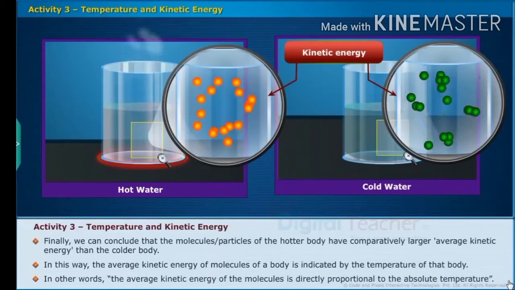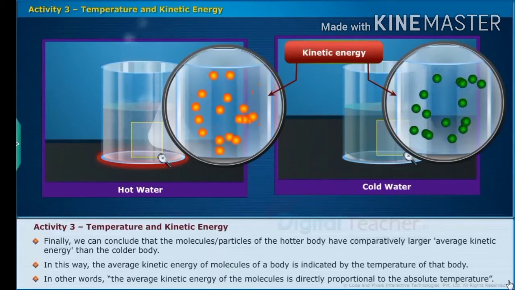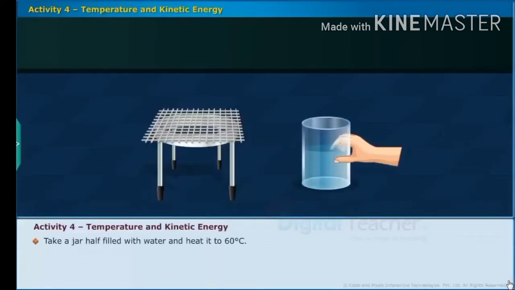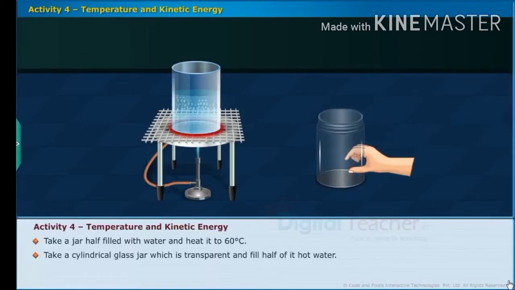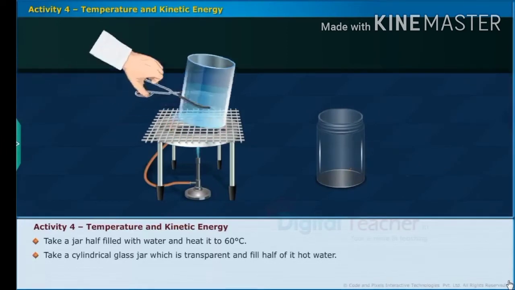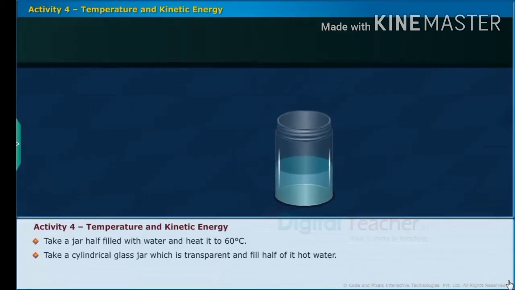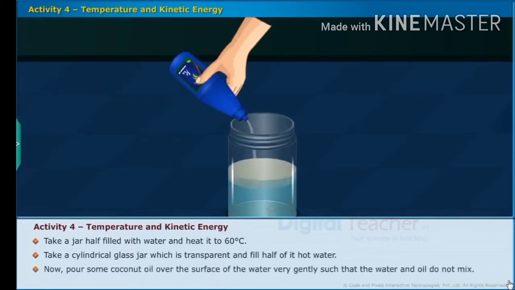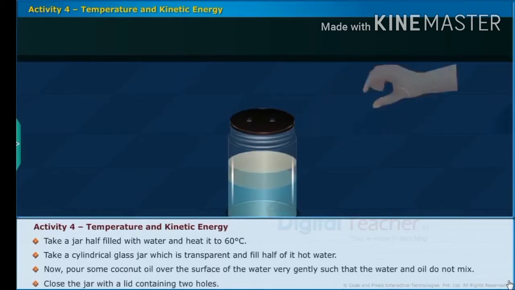Let us do another activity to learn more about the relationship between temperature and kinetic energy. Take a jar half filled with water and heat it to 60 degrees Celsius. Take a cylindrical glass jar which is transparent and fill half of it with hot water. Now pour some coconut oil over the surface of the water very gently, such that the water and oil do not mix. Close the jar with a lid containing two holes.